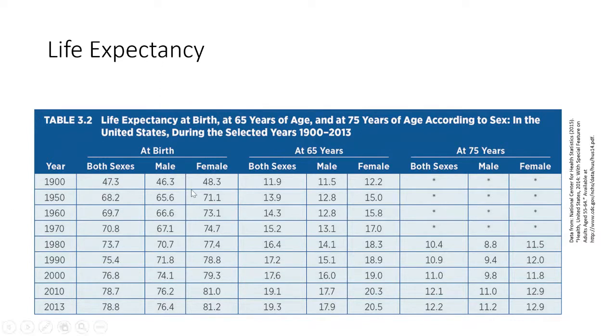So you can see here in 1900, for both sexes, the average life expectancy was 47 years old. If you look at 2013, the average life expectancy is 78 years old. So there has been a huge increase in life expectancy from the 1900s to 2013, even from the 1950s to 2013. One thing you will also notice is that generally women tend to live longer than men. As you can see here, in 2013 the life expectancy for men was 76.4 years old, whereas for women it was 81.2 years old.